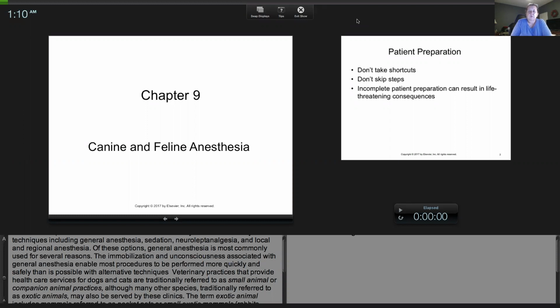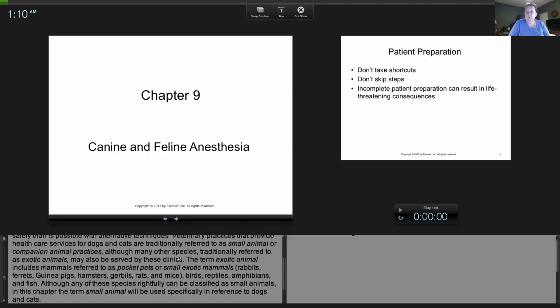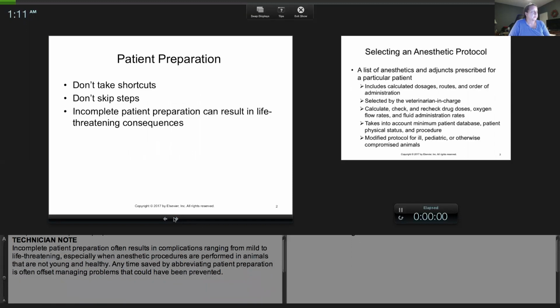Okay, so we are going to start this session with Chapter 9, which is canine and feline anesthesia, which a lot of this we have covered already. So some of the beginning is going to be review because weeks 1 and 2 of last term we had talked about patient preparation, which I had already gone over. Make sure also when you're looking at these PowerPoints that you review the notes underneath.